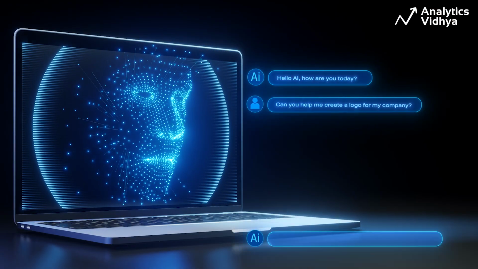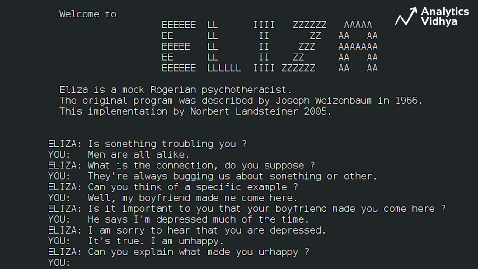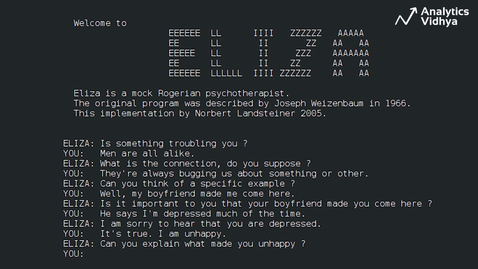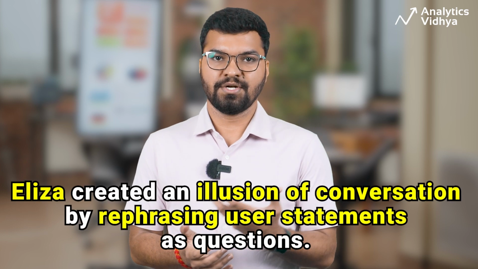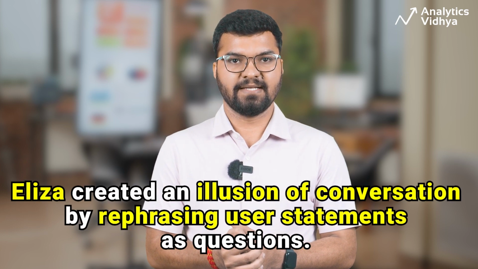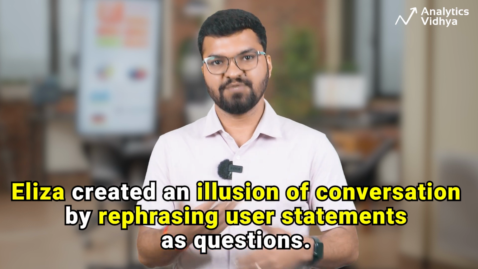Way back in 1966, the world witnessed the birth of Eliza, which is considered to be the first ever chatbot built by humans. Created by Joseph Weizenbaum at MIT, Eliza was a groundbreaking experiment of its time, enabling human-computer interaction. It didn't understand the conversational context in a way we humans do, or for that matter, ChatGPT does nowadays. Instead, it merely created an illusion of a conversation by rephrasing its user statements as questions back to them.